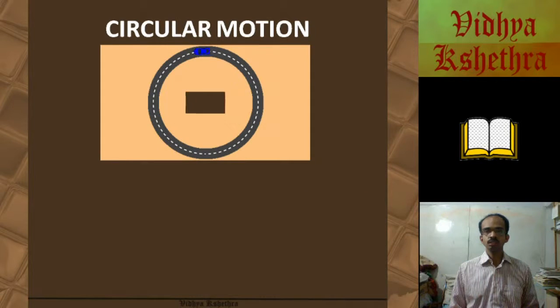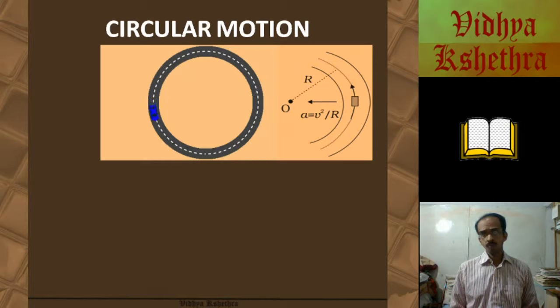Now, circular motion. In this diagram, we can observe a car which is going through a circular road. In this case, the acceleration experienced by this car is directed towards the center and will be given by the value acceleration a is equal to v square by r. This acceleration is known as centripetal acceleration, since the direction of acceleration is always towards the center of the circular path.